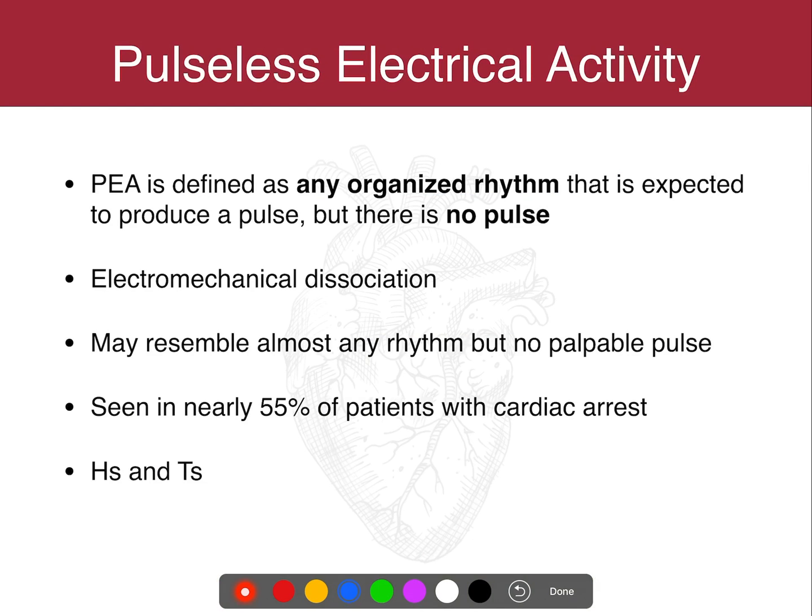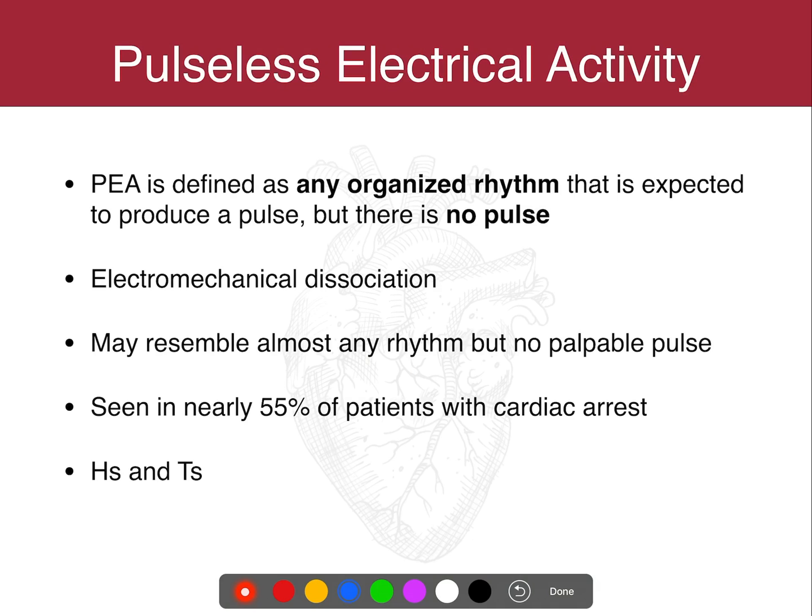Pulseless electrical activity. This is any organized rhythm that we would expect to see a pulse in, and we have no pulse. And you'll see this very often in patients who've undergone cardiac arrest. You're doing CPR, you're doing the ACLS protocol, and after you pause to take another look at the rhythm, you may see an organized rhythm on the monitor. And it's always important that we check the pulse, because oftentimes the patient will be in what's called PEA, again, an organized rhythm with no pulse.